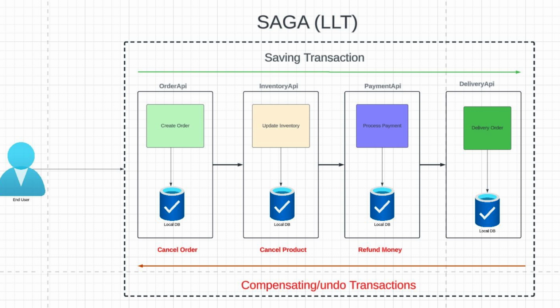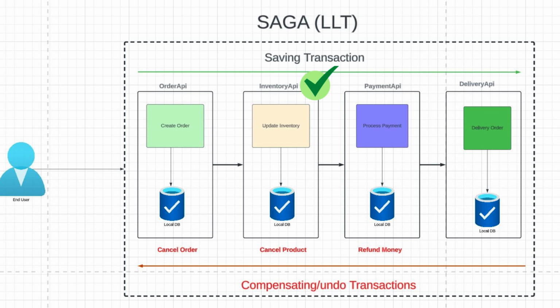So let's say a user has requested an order. That means we are talking about a shopping website, right? So the user has placed an order. First of all, that request will go to the order API, and the order is created successfully, and that data will be saved into the order API local database. Now after that, it will make a call to the inventory API. This API will store the data for the inventory, what product was purchased, and it will save the information in the inventory API local database.